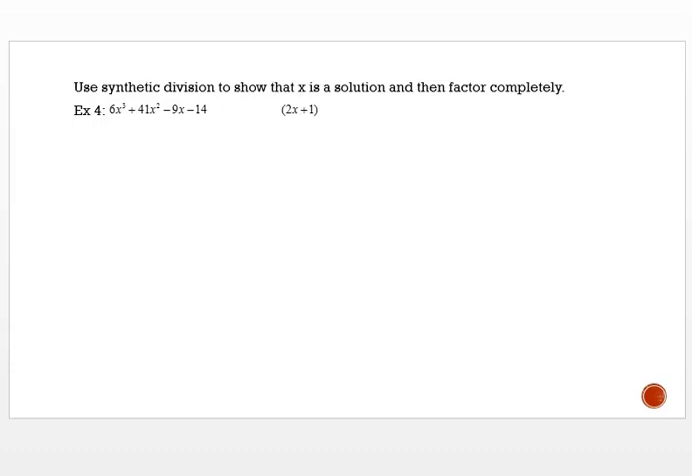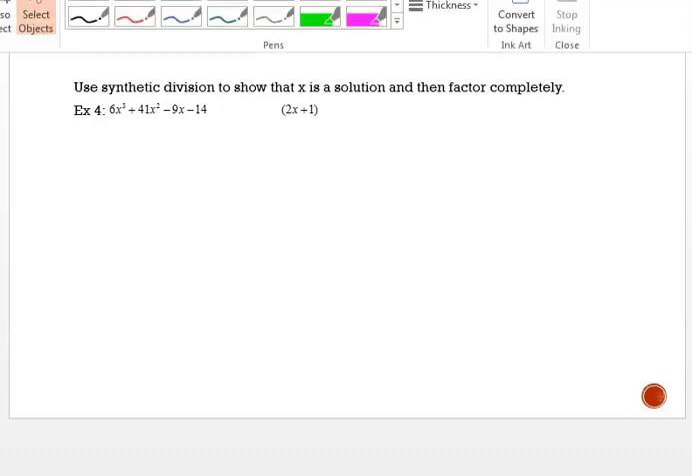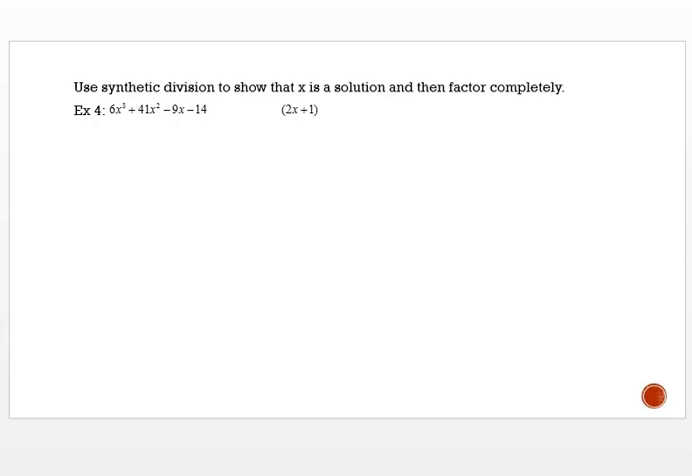Yet another one. All right? So look, this is in factored form, so I need to solve that. So think about this. This is going to be 2x equals negative 1, divide. So the x value I need to use is a negative 1/2. My coefficients down, I get 6, 41, negative 9, negative 14.